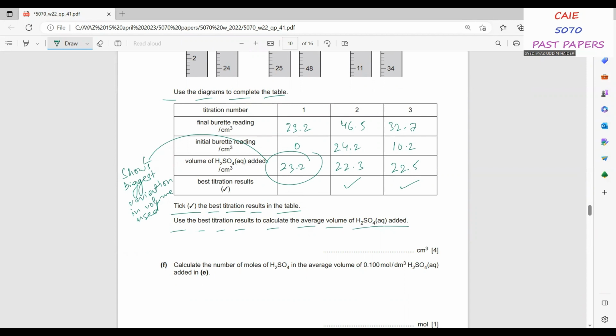Use the best titration results to calculate the average volume of H2SO4 added. So what we will do, we will add these two, 22.3 plus 22.5, and divide by 2. We will get 22.4 cm³.